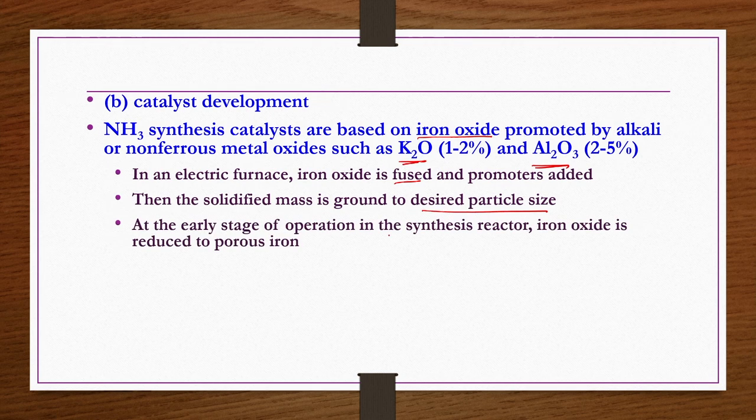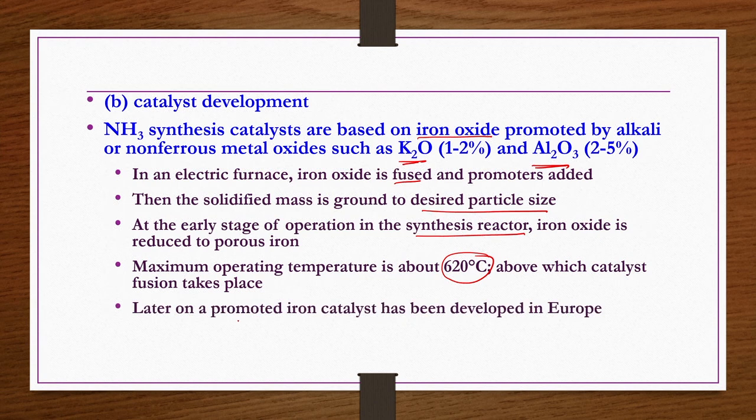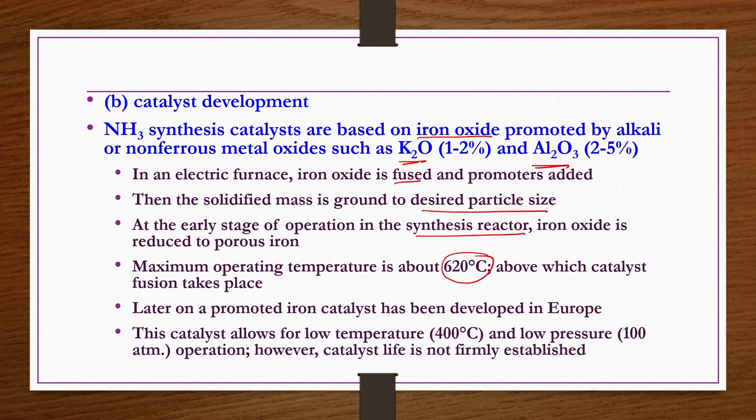At the early stage of operation in the synthesis reactor, iron oxide is reduced to porous iron. The maximum operating temperature is about 620 degrees centigrade, because beyond that, if you operate the reactor, catalyst fusion may take place. Later on, a promoted iron catalyst has been developed in Europe, which is found to be good to operate at low temperature and low pressure. However, the catalyst life has not been established properly yet.